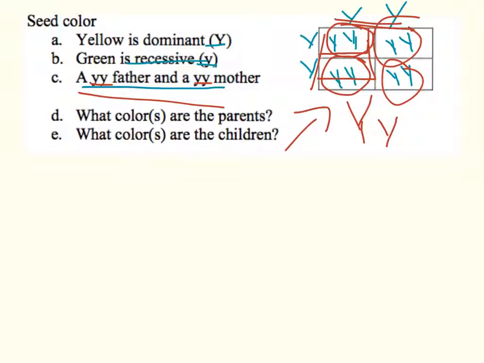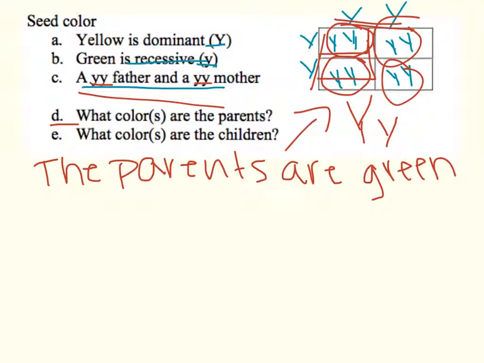And then you get to D. What colors are the parents? As you can tell, the parents are green. And the children would also be green, or you can't really see that, but green, as well as their parents, because both parents were green, so the seed color for the kids would be green.